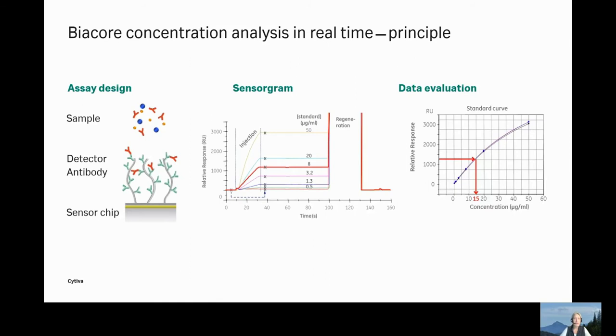Here you see the principle of a Biacore concentration analysis in real time. This is the assay design. So on the sensor chip, the detector antibody is immobilized on a three-dimensional dextran matrix. This is chosen because, also if immobilized, the antibody molecule remains flexible on this dextran, and we have a three-dimensional surface, so the capacity here for detector antibodies is much higher. This will lead to a much more sensitive detection range. The sample is passing over that surface, and only the antigens which are recognized here by these antibodies give a response, because only they bind to the surface.